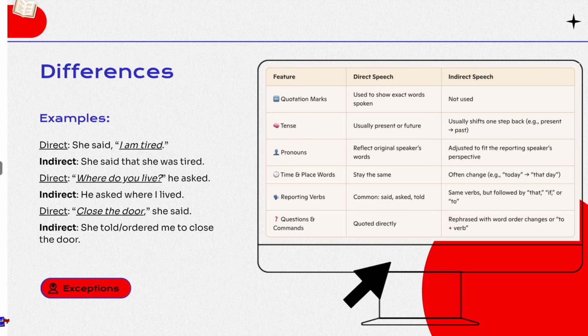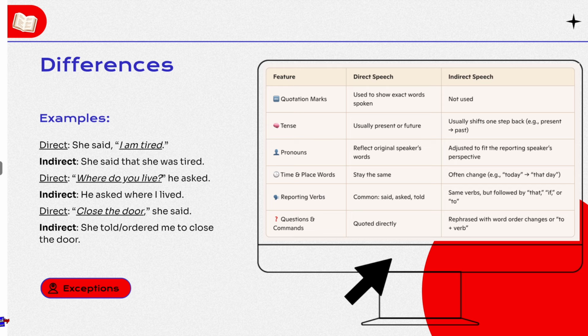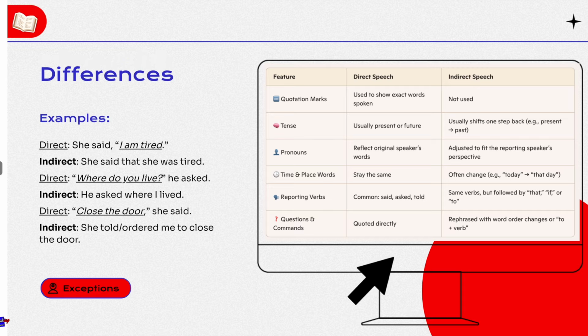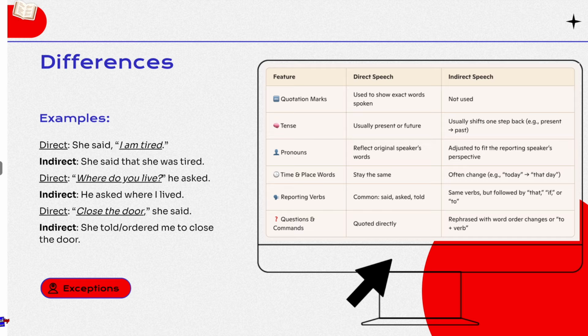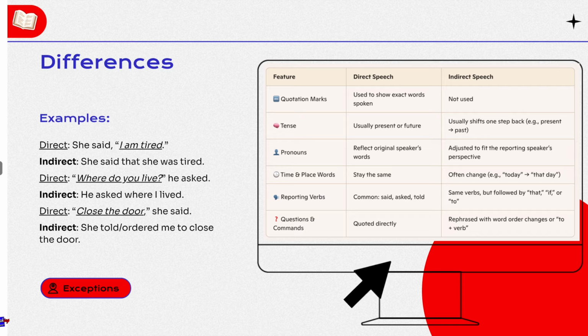What I want you to pay attention to here is the reporting verbs. So the common ones: said, she said, he said, asked, or told. In indirect speech, we use the same verbs as in direct speech, but followed by that, if, or to, depending on each case. So we have questions and commands. Here in direct speech they are quoted directly, but in indirect speech they are rephrased with word order changes or to plus verb.